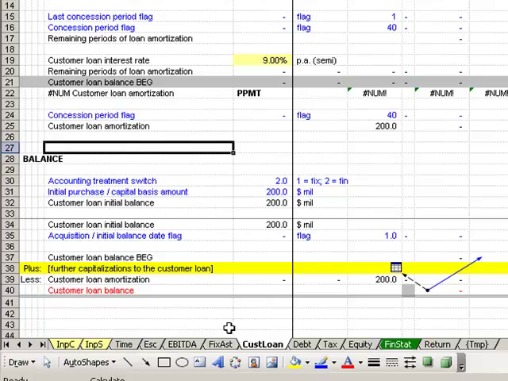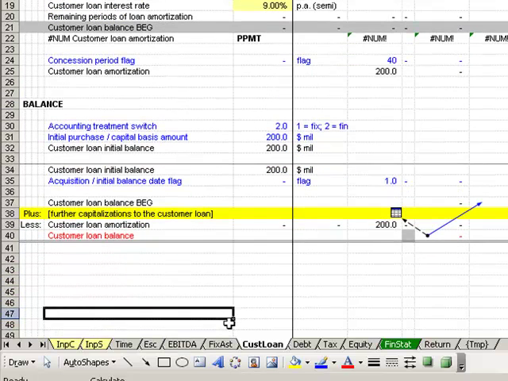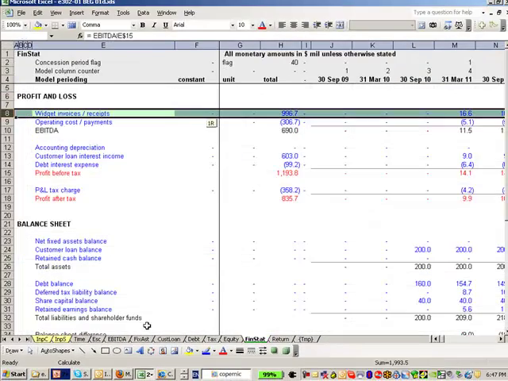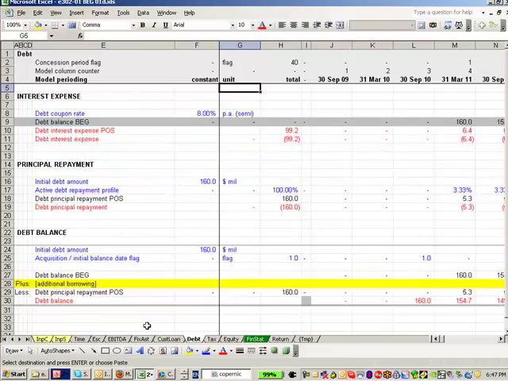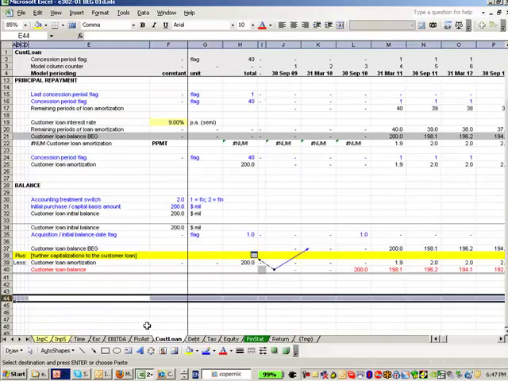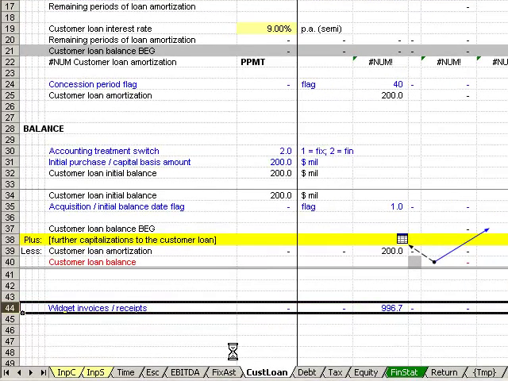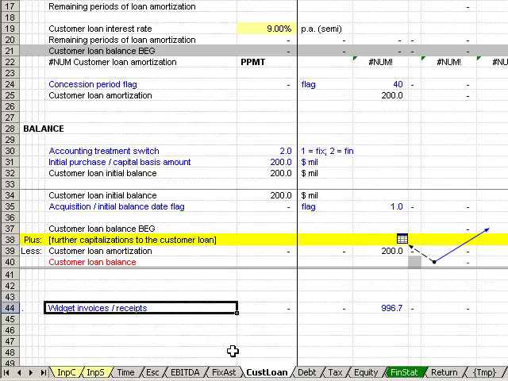So if we think in terms of this idea that we have widget invoices currently sitting on the P&L, the income statement for us Americans, in any event, this widget invoices is the total effective cash that we're getting from the customer. He is expecting to pay for his interest and principal from that amount.